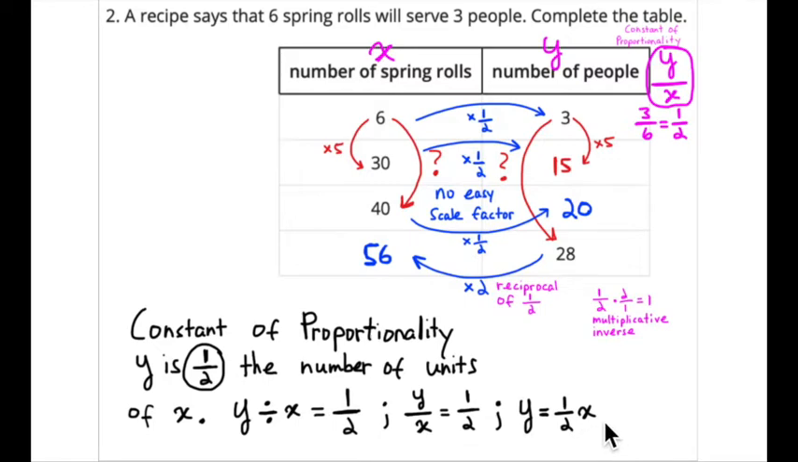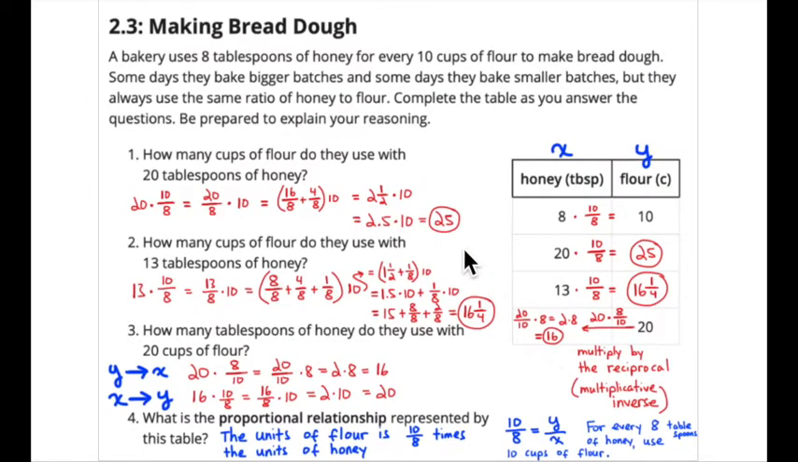This is going to be cumbersome in the beginning, but as we do it more and more and more, it gets easier and easier. All right, this is activity 3, making bread dough. And I'm going to go right away to the next page.